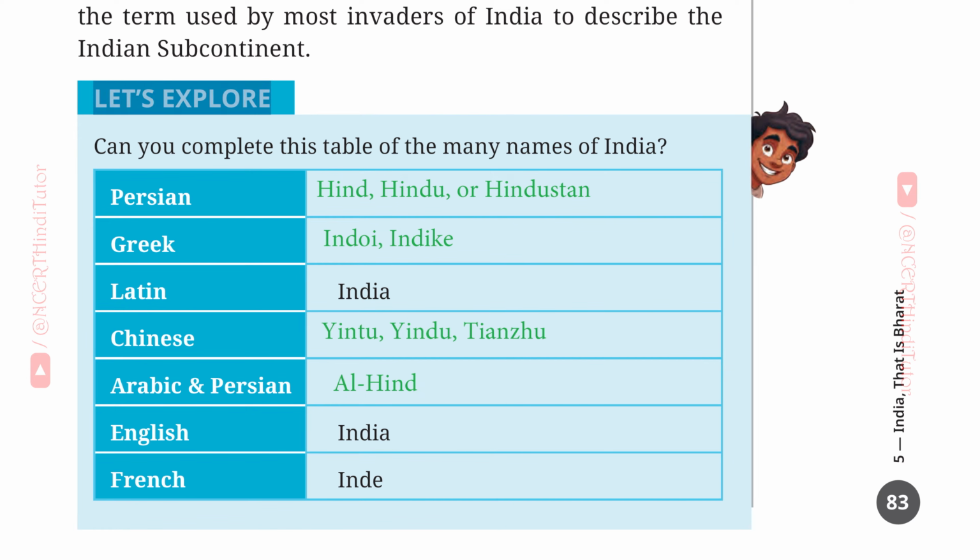Page 83, let's explore. Can you complete this table of the many names of India? Answer. Persian: Hind, Hindu or Hindustan. Greek: Indoi, Indike. Latin: India. Chinese: Yintu, Yindu, Tianzhu. Arabic and Persian: Al Hind. English: India. French: Inde.